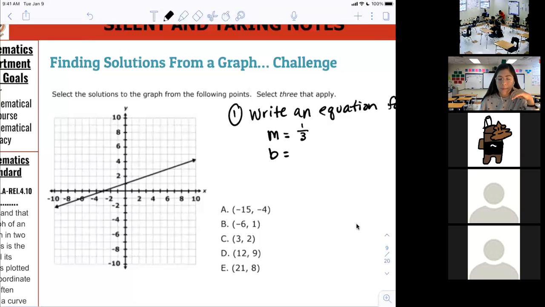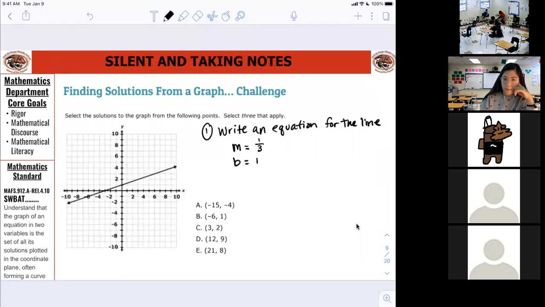What is the y-intercept? 1. 0, 1. So I'm just going to write 1. Okay, so then what's the y equals mx plus b equation, the slope-intercept equation? Y equals 1/3 x plus 1. Perfect. All right, so now I have an equation, right?